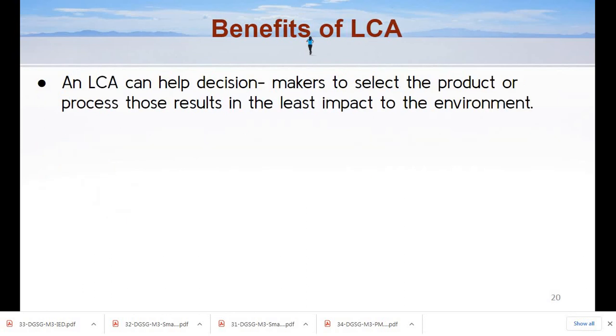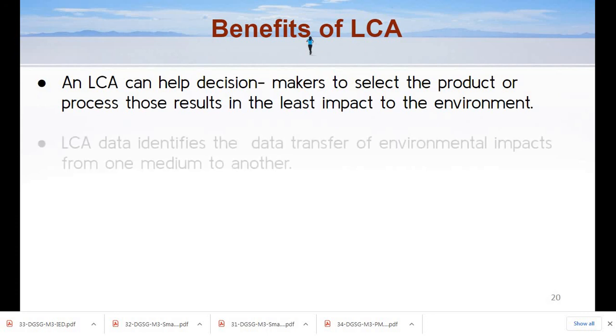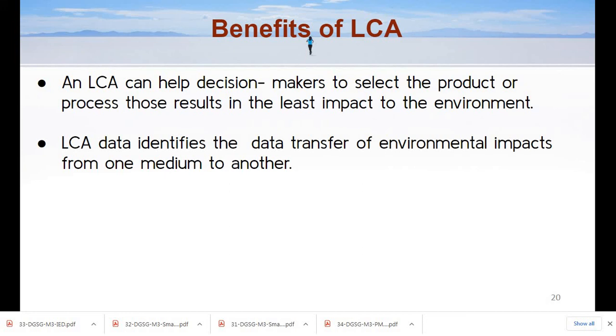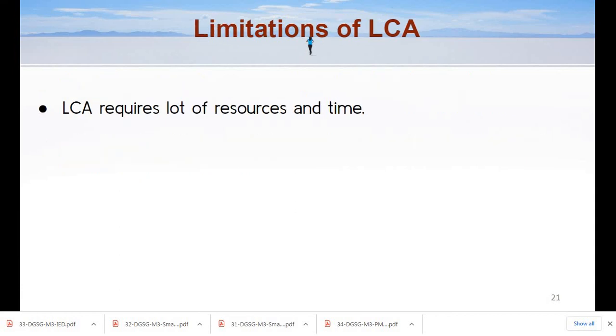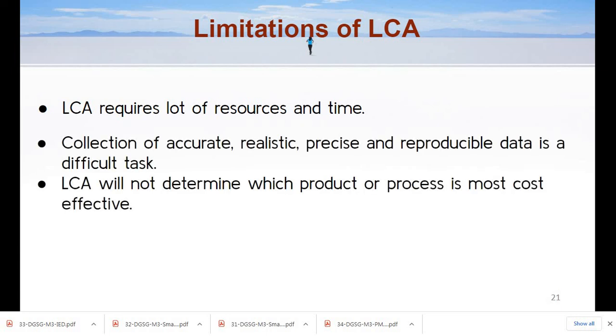What are the benefits of LCA? It helps decision makers. LCA data identifies the transfer of environmental impacts from one medium to another. There are a lot of limitations. LCA requires a lot of resources and time. Collection of accurate, realistic, precise and reproducible data is a very difficult task. And LCA will not determine which product or process is most cost effective.